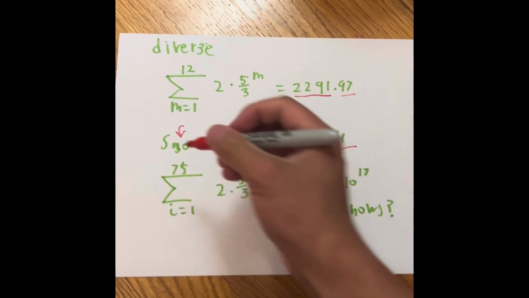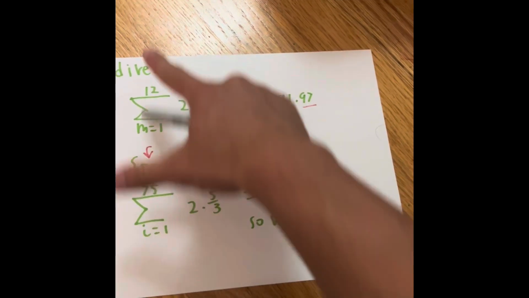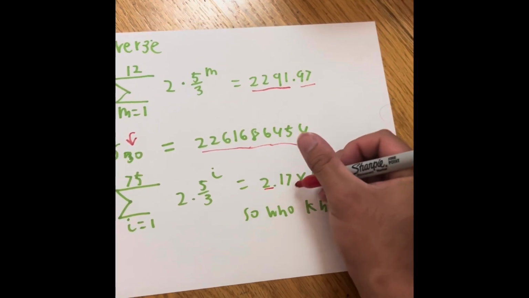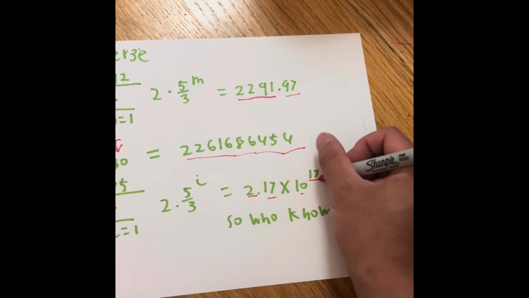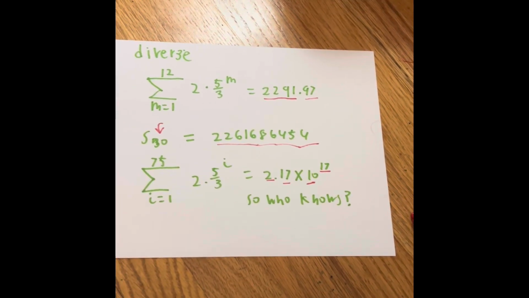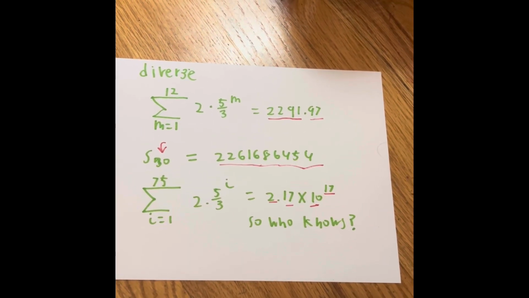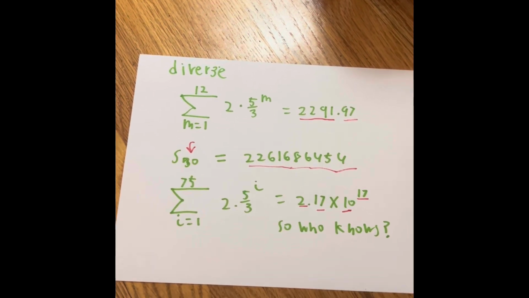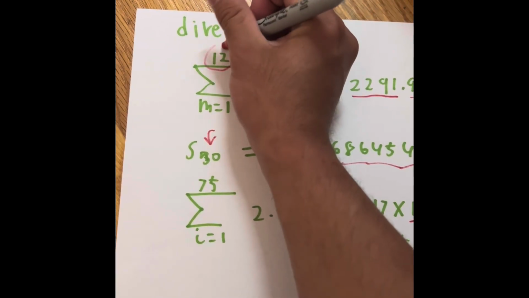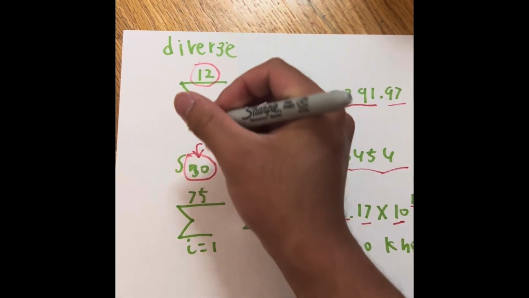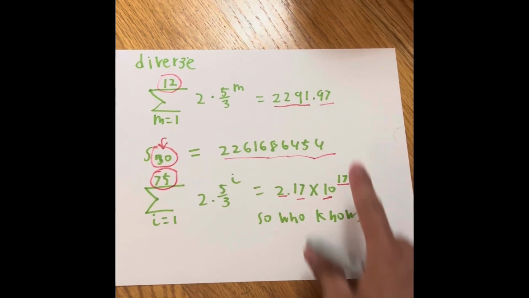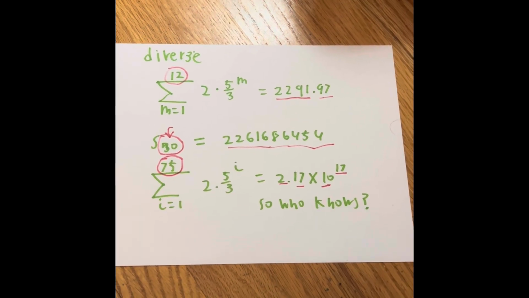But if you do it to 75 in sigma notations, all these are done the same way. You get this 2.17 times 10 to the power of 17. What? Who knows what's going to happen? So this one, the diverging one, is very, very chaotic, because every time you increase the number of where you finish the series, you get a drastically gigantic number in the end game.